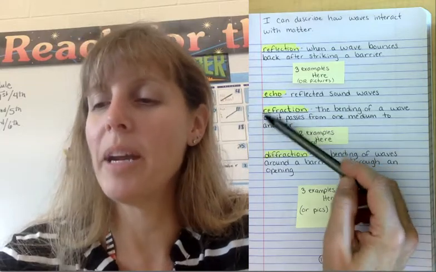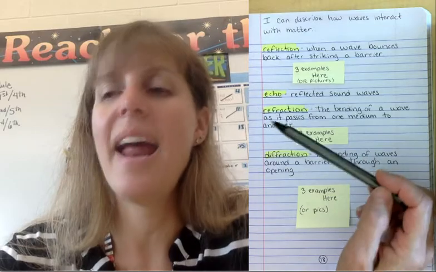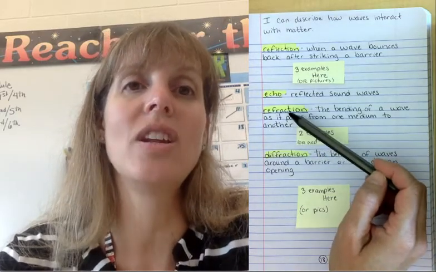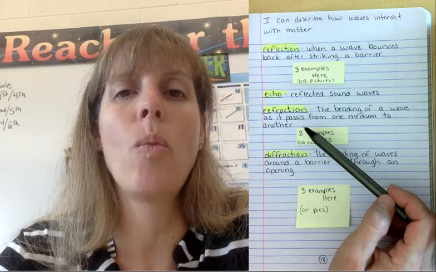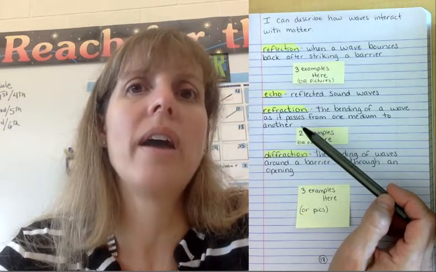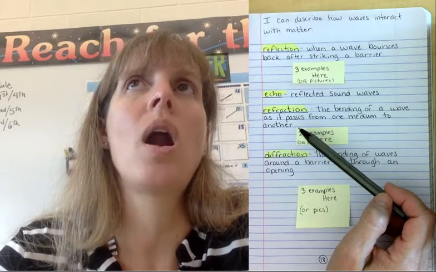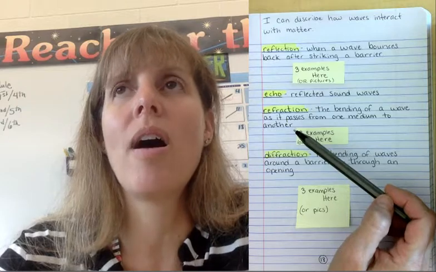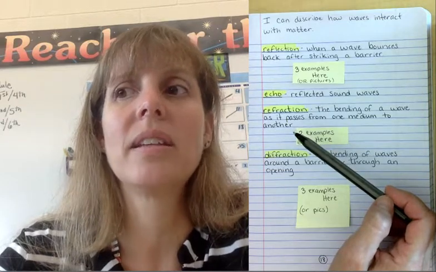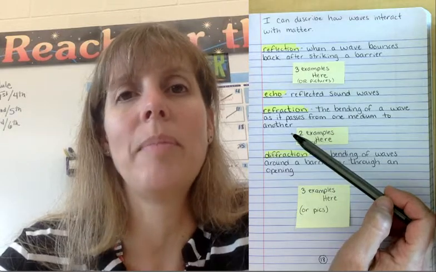The third term here is refraction. So there's reflection and refraction. Refraction is awesome. It's really the bending of a wave as it passes from one medium to another. Like if you look through a window or eyeglasses or a magnifying glass or a prism, those are when the light can bend. Something also really cool is how light can bend when it goes through water.